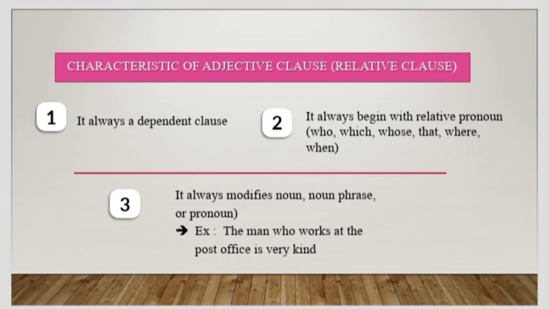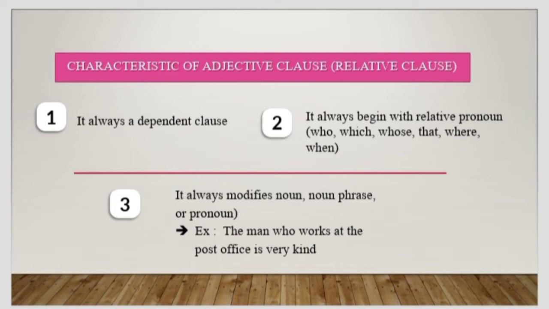There are three characteristics of adjective clause or relative clause. The first, it is always a dependent clause. The second, it always begins with relative pronouns. They are who, which, whose, that, where, and when. And the third, it always modifies a noun, noun phrase, or pronoun. For example, the man who works at the post office is very kind.